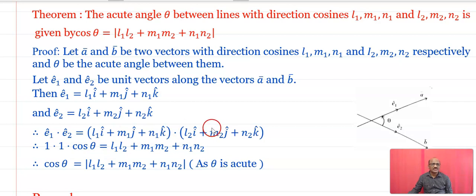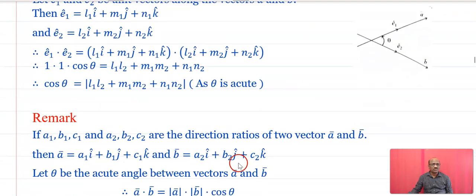Similarly, on the right hand side, their dot product is l1 into l2, m1 into m2, n1 into n2. The other terms will be absent there because i cap dot j cap, i cap dot k cap, and all the remaining will be 0, because they are perpendicular and cos 90 is 0. Therefore, here we get only l1 l2 + m1 m2 + n1 n2. As 1 dot 1 is 1, 1 into cos theta is cos theta, and that's why cos theta is equal to mod of l1 l2 + m1 m2 + n1 n2, as theta is the acute angle.